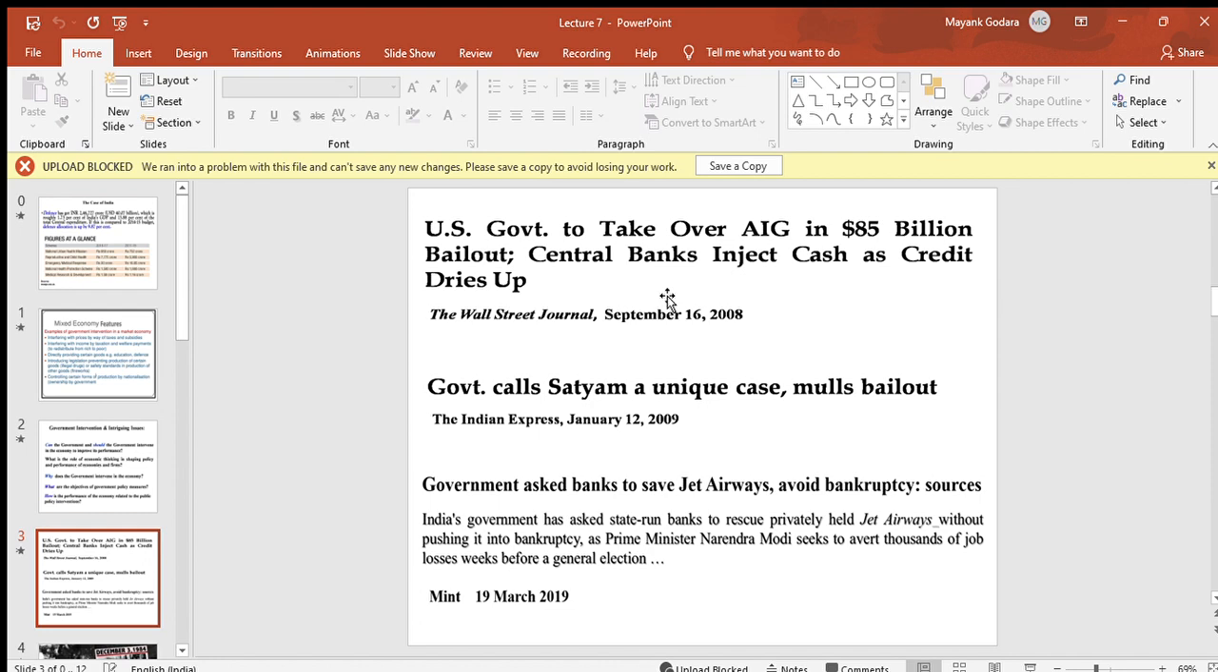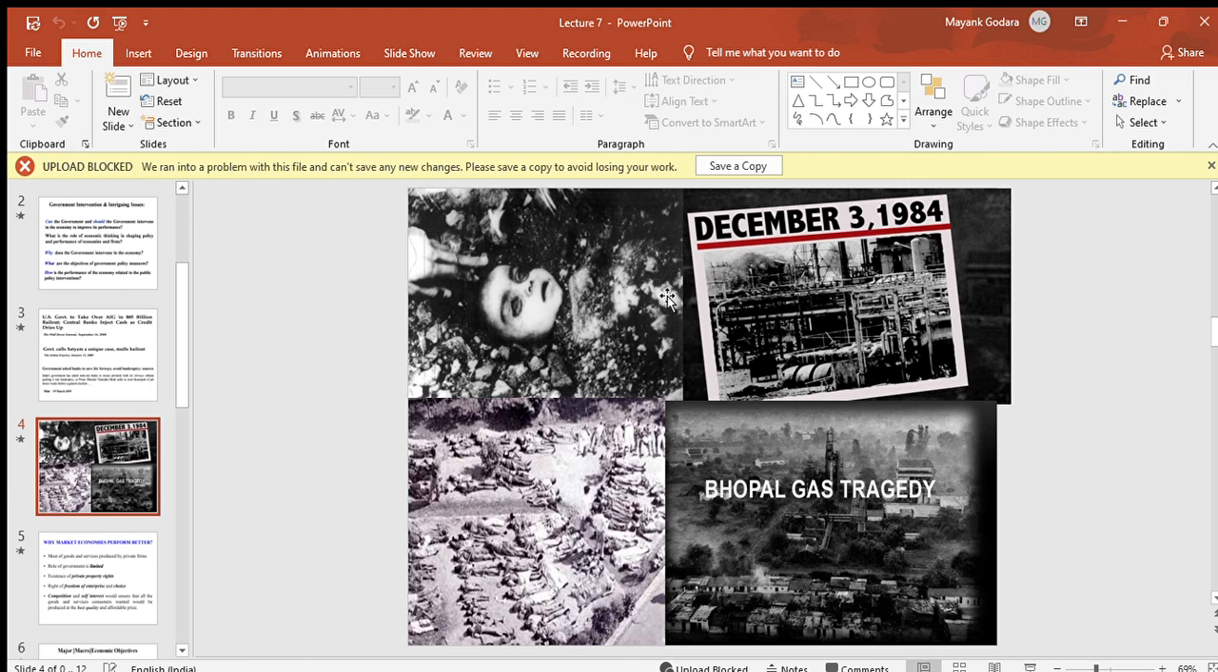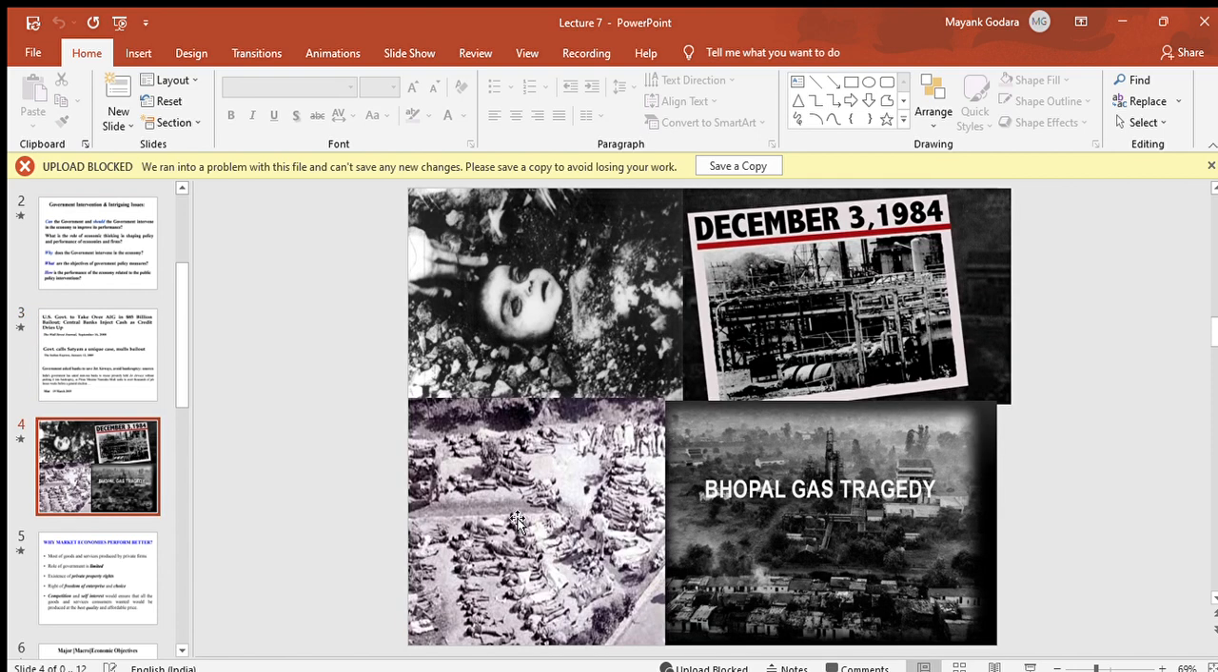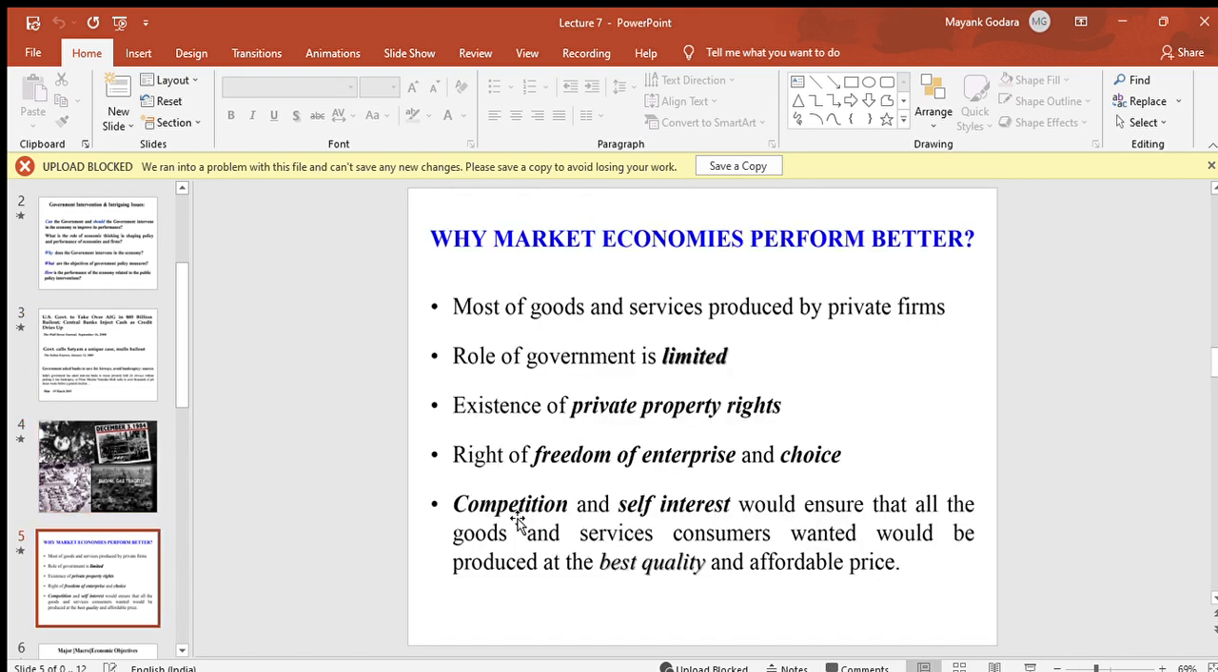There are many more examples. You can see that the government calls this a unique case, a bailout. Here are again some examples in which the government intervened and helped, and in some it intervened and made the condition worse. This is the Bhopal gas tragedy.